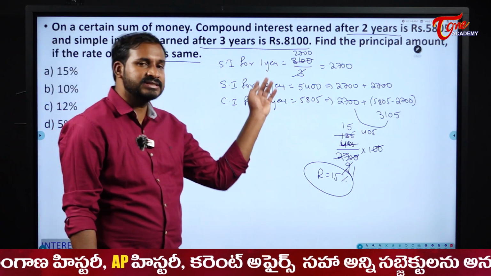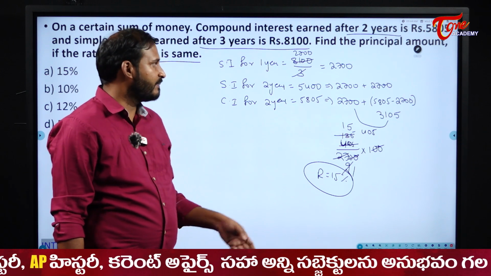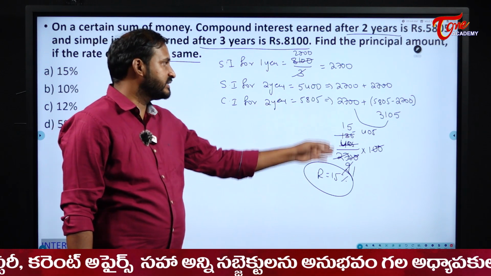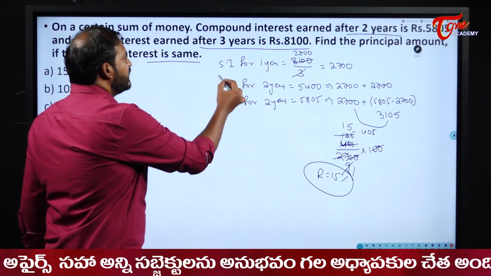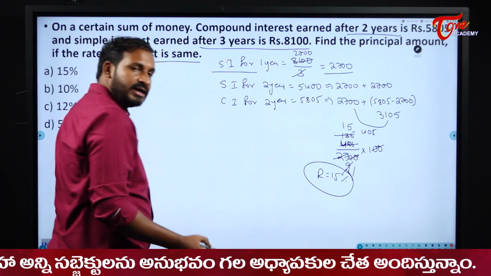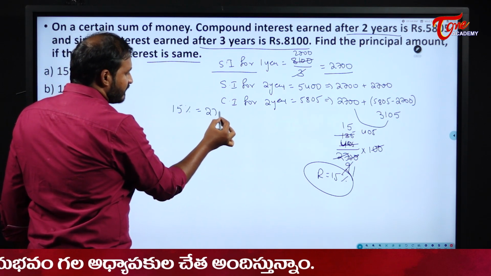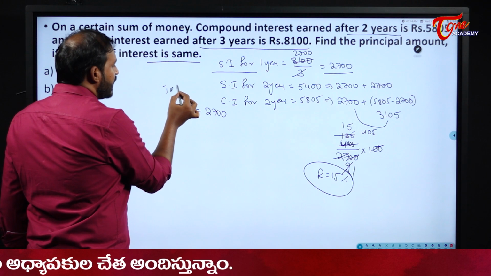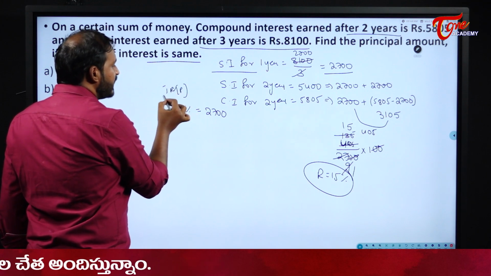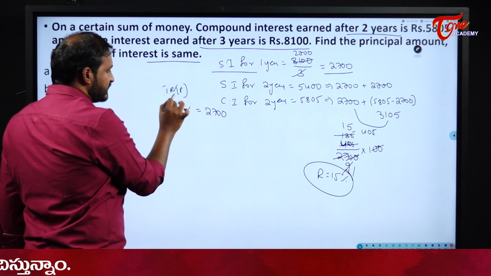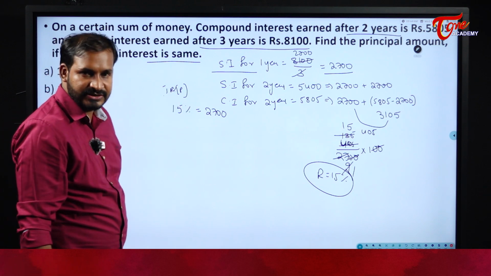That means they are asking us the principal. Now see here, rate of interest is how much? 15%. For 1 year, what is SI? 2700, right? That means 15% is equal to 2700. TR, right? TR percentage of principal. Time period is 1 year, rate of interest is 15%. That means 15% of principal is 2700.